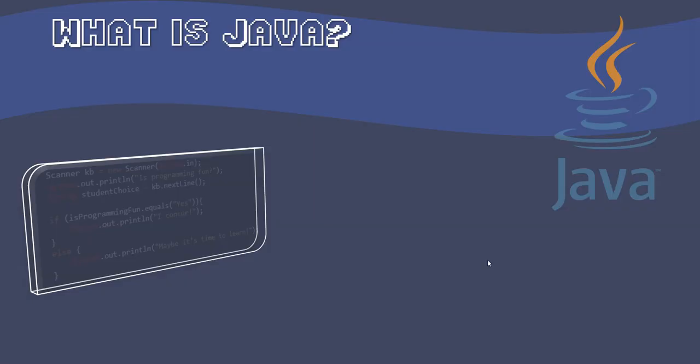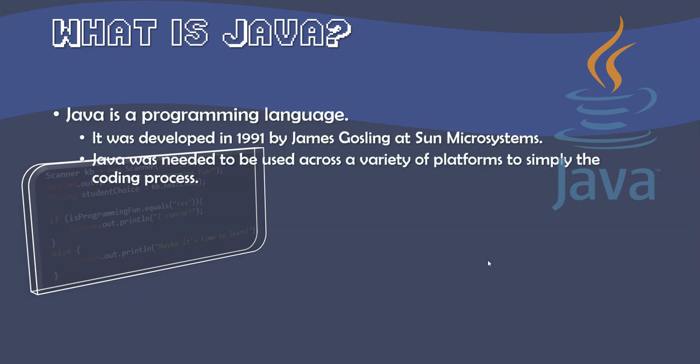Let's get started by first asking the question, what is Java? You might have heard of it, or even maybe JavaScript, which is not the same thing. They just share a common name. Well, Java is a programming language. It was first developed in 1981 by James Gosling and Sun Microsystems, and it was needed to be used across a variety of platforms to simplify the coding process.